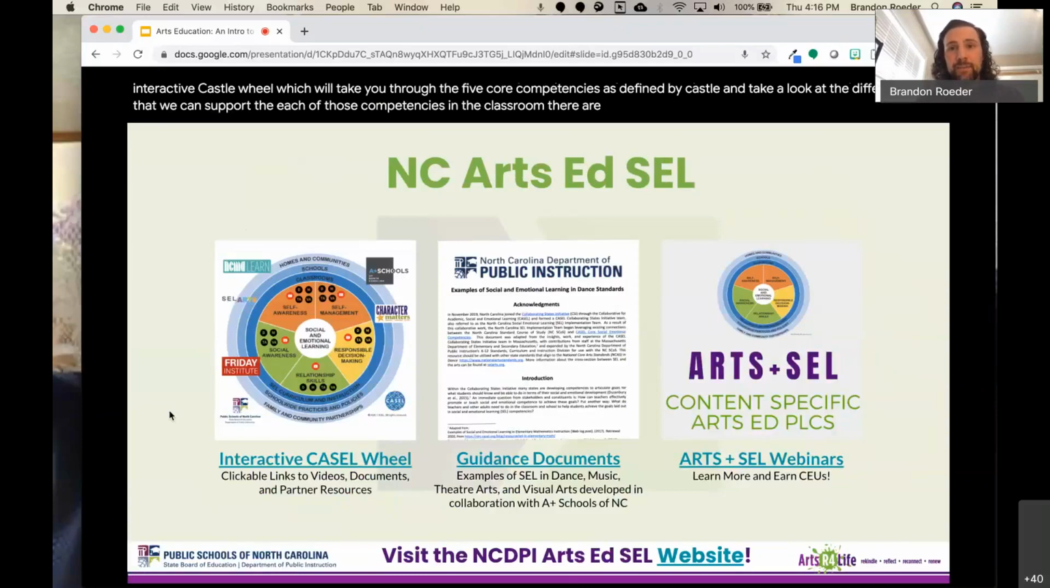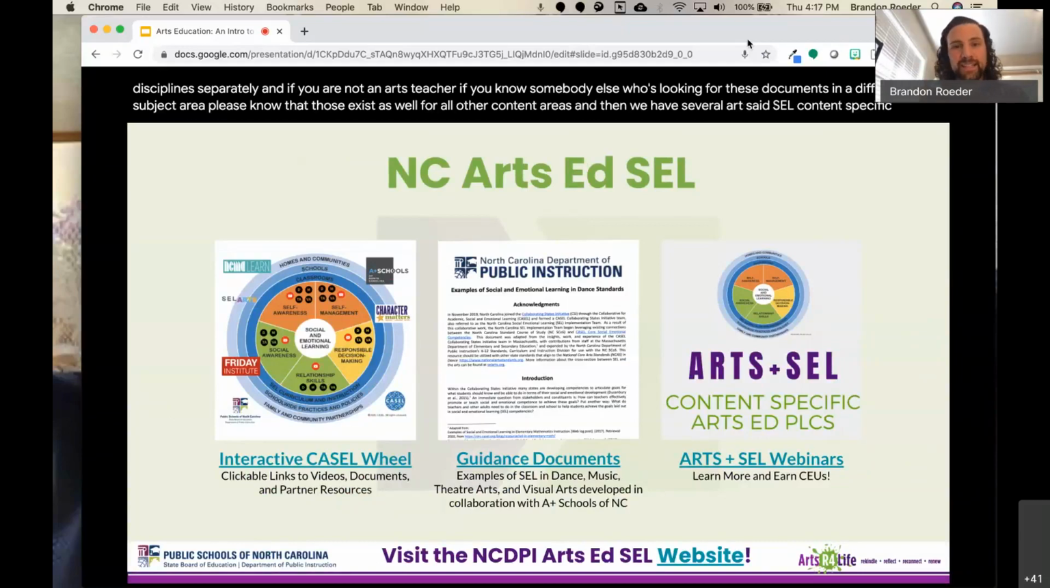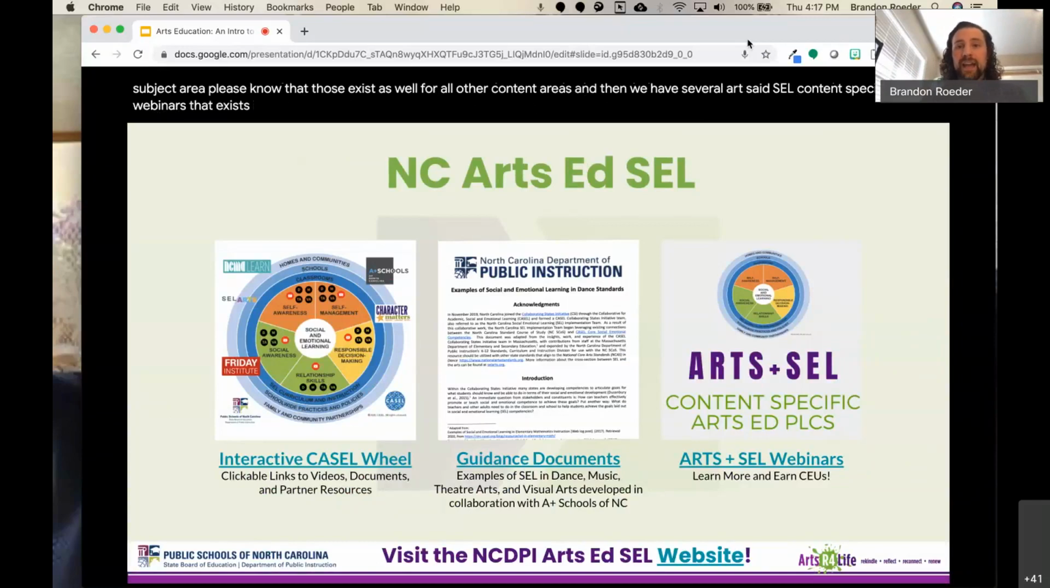There are guidance documents for every single one of the arts disciplines separately. And if you are not an arts teacher, if you know somebody else who's looking for these documents in a different subject area, please know that those exist as well for all other content areas. And then we have several arts ed SEL content specific webinars that exist in our archive. There's one that's sort of generic of what in the world SEL and the arts have to do with one another. And then there's one for each of the 4 arts areas.